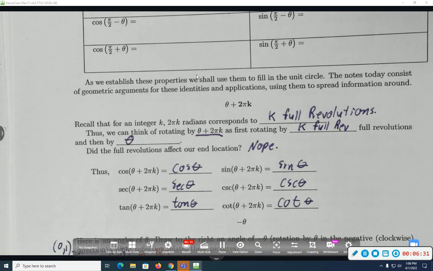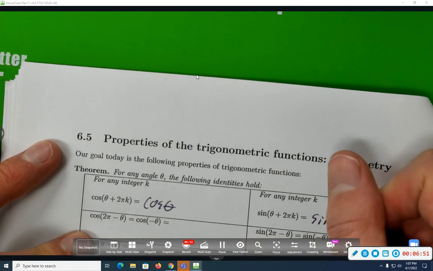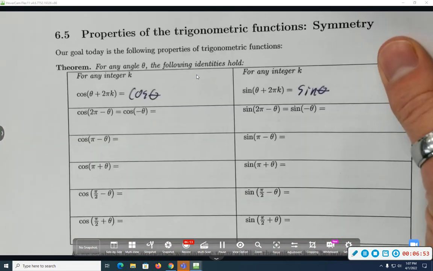So, if someone hands you an angle that's bigger than 2 pi, you can say, well, I don't want to think about an angle bigger than 2 pi. You can subtract off any excess 2 pi's, and hopefully get an angle that's easier to work with. So, that idea makes sense to everyone?